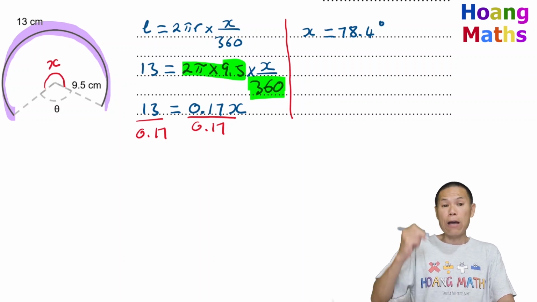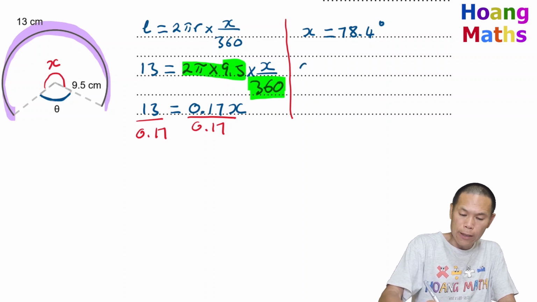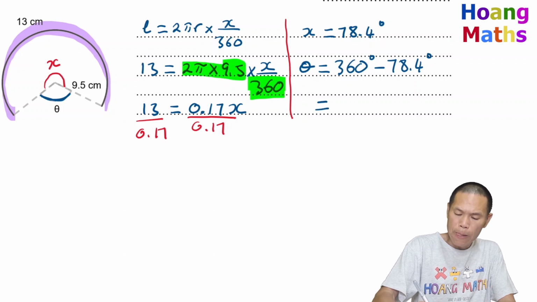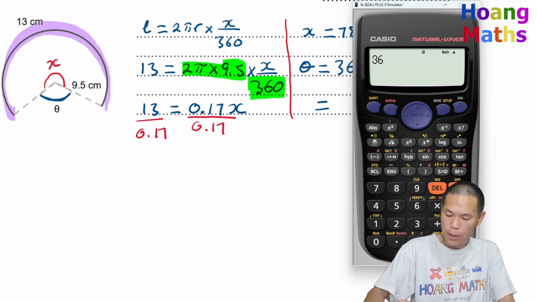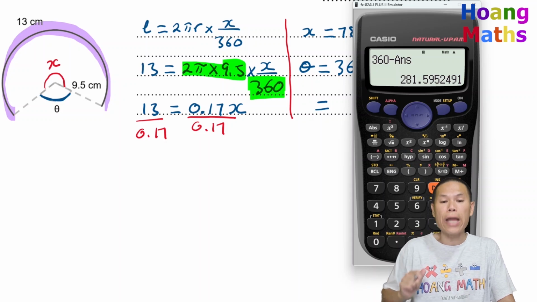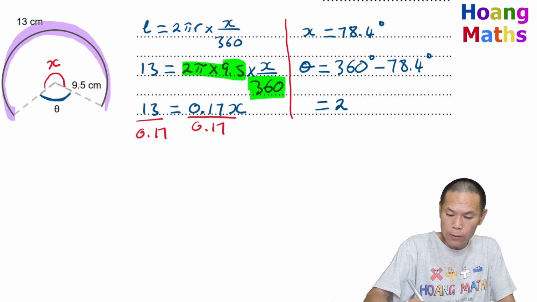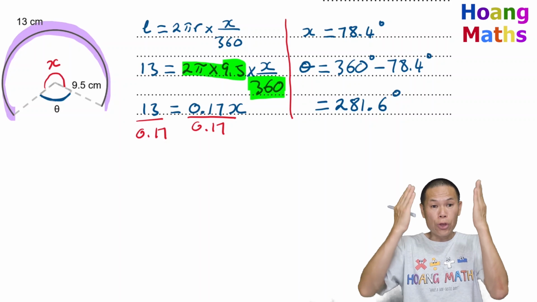Now to work out the angle theta, so angle theta is 360 degrees, and we just minus 78.4 degrees. That will give me, so I just put on a calculator. So just go 360 minus the last answer. So there you go, 281.6 degrees. So 281.6 degrees. So there you go.